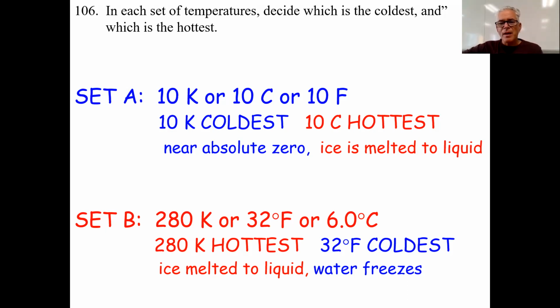So you're going to have to do a little bit of mathematics there to compare those two. They're close. 32 is frozen water. So between the 280 and the 6, the 280 is hotter. These are good questions. They're not hard. And even though we don't use Fahrenheit, you know water freezes at 32 or ice melts at 32 Fahrenheit. You can think your way through these.